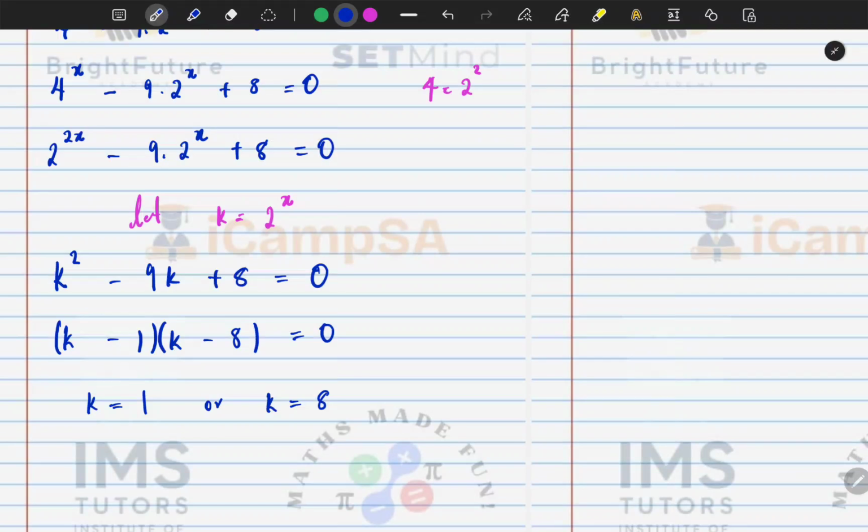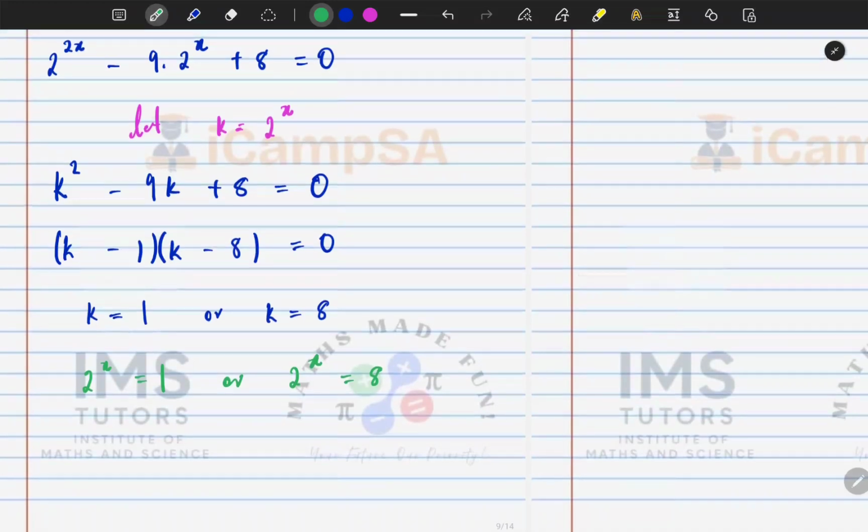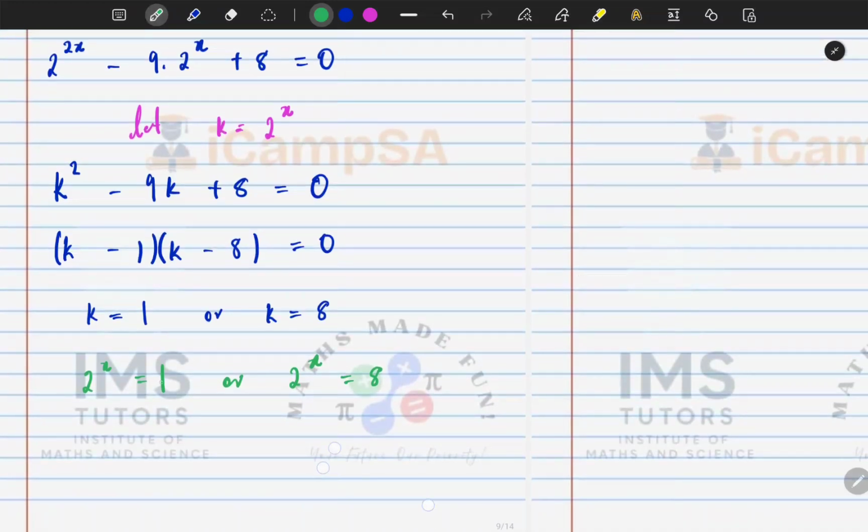We don't finish there. We had initially said that k is equal to 2^x. So we go back, right? We are going to have 2^x equals 1, or 2 to the power of x equals 8, right? So 1 can also be written as 2 to the power of 0, because anything to the power of 0 is 1.